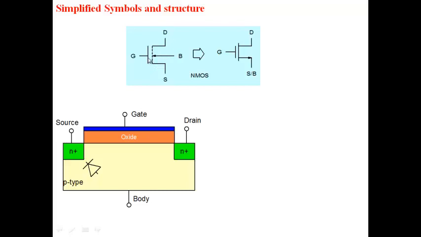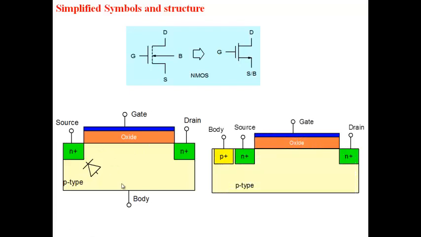Many times what we do is we use a simplified symbol here, with drain, gate, and source. Unless it is explicitly stated, we'll assume many times that the body is connected to the source. Body is shorted to the source here, and this is a simplified 3-terminal symbol of an N-channel MOSFET. So that's your N-channel MOSFET.